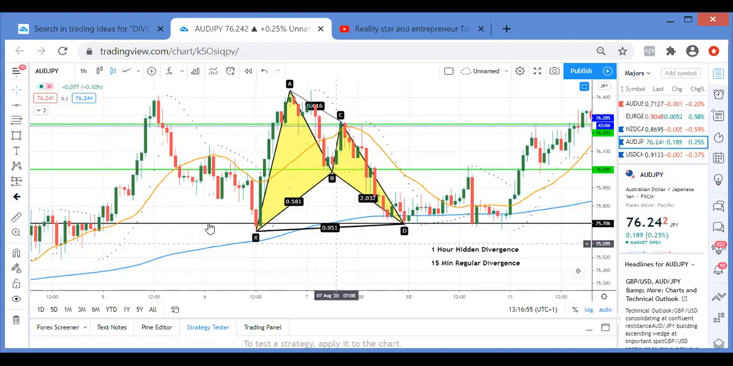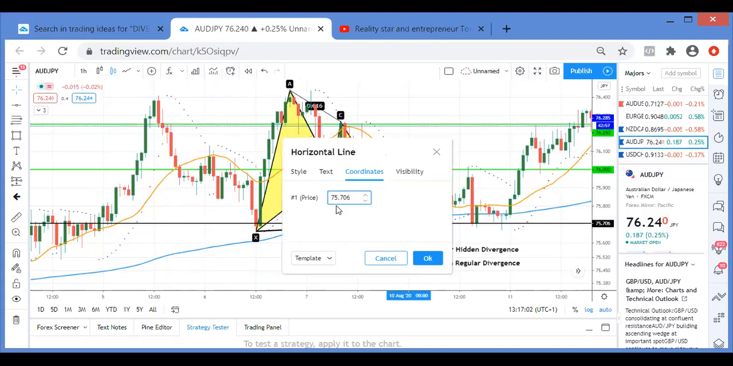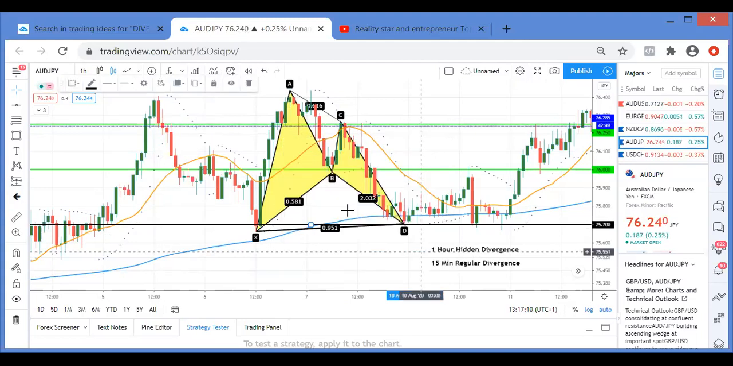So what I'll do is black line, settings. What am I looking for? Quarter point. So the nearest quarter point to here is 75.700. Remember, 25, 50, 75, and 0. Yeah, so look, it came here.